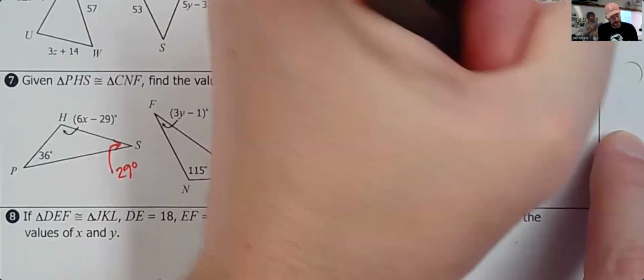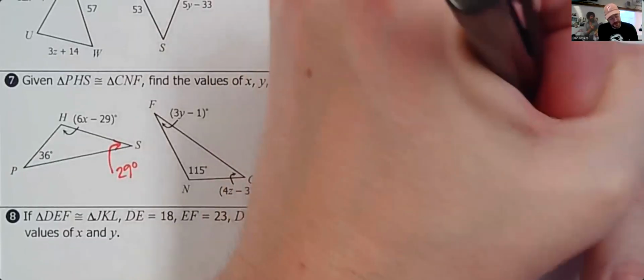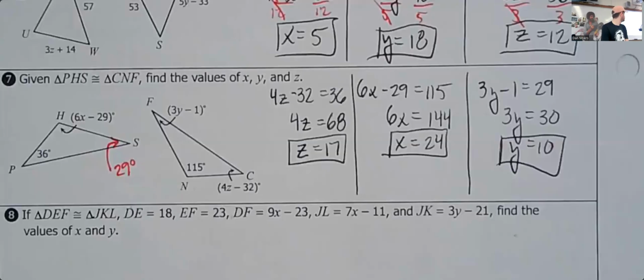Add 1 to 29. 3y equals 30. Divide by 3. Y equals 10. All right. Here we go. Last 2 problems.